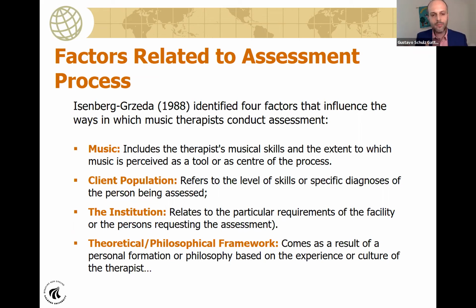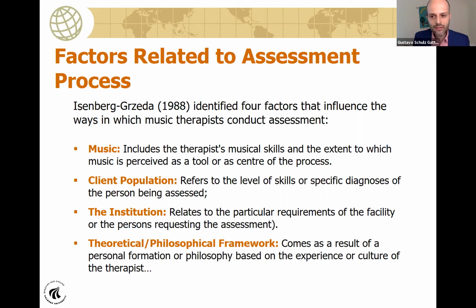So we have, for example, the Improvisation Assessment Profiles from Kenneth Bruscia. We also have the IMCAP from John Carpente, where the music is part of the process all the time, and everything that is assessed is considered within the musical context.